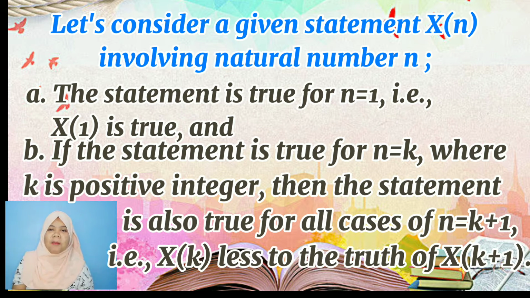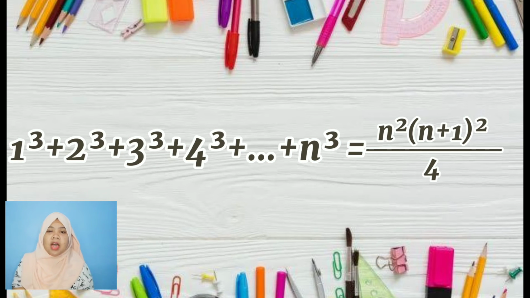So let's have an example. We have 1 cube plus 2 cube plus 3 cube plus 4 cube plus ... plus n cube is equal to n squared times n plus 1 squared all over 4. In this problem, to prove that it is true for every natural number, we should use mathematical induction.